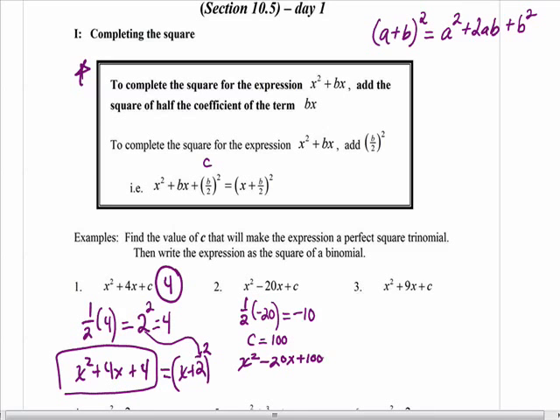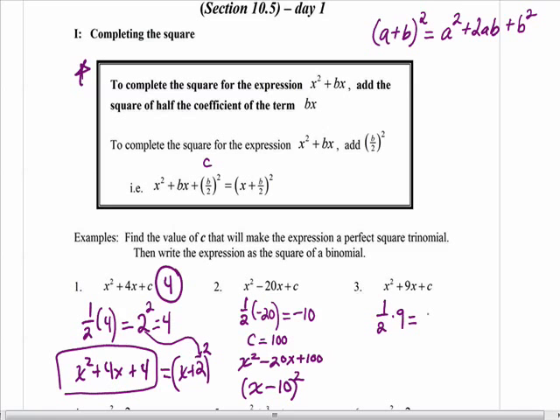Now write the expression as the square of a binomial. Let's see. I want different hands up, please. Tate. X minus 10 squared. X minus 10 quantity squared. Fabulous. Now, when you get a problem with a value of b that's not even, we start to feel a little panicky. Don't be panicky. You're just going to have fractions, and it's going to be easy fractions. They're halves. So what's half of 9?